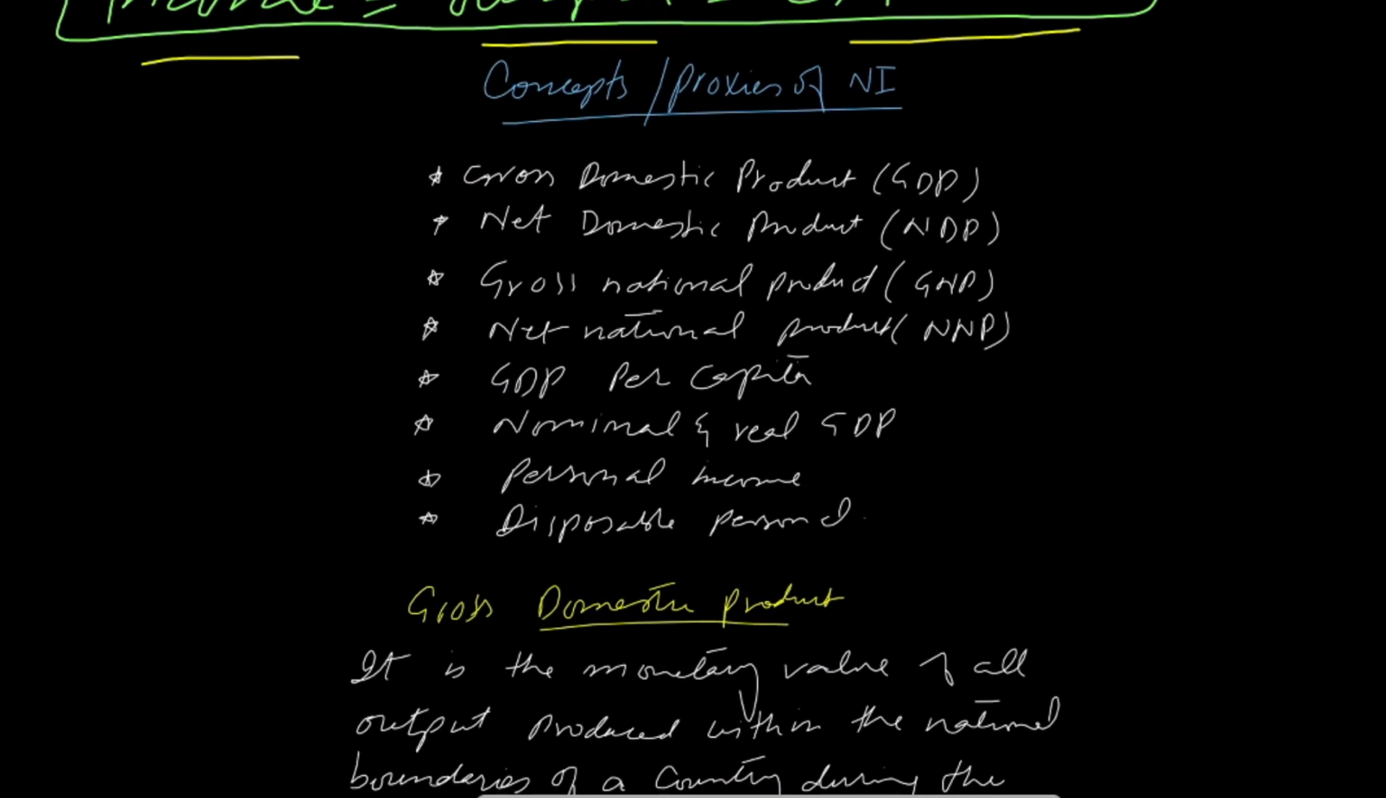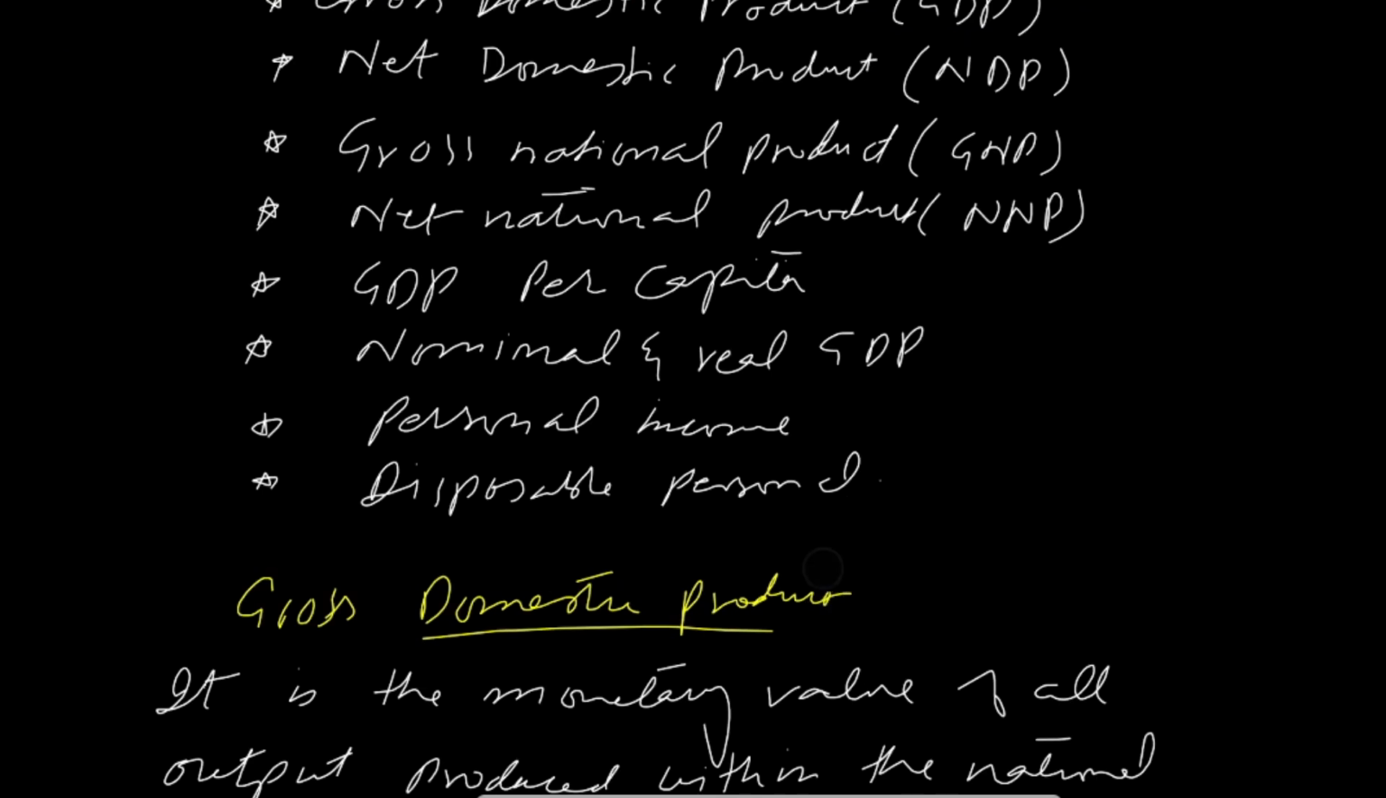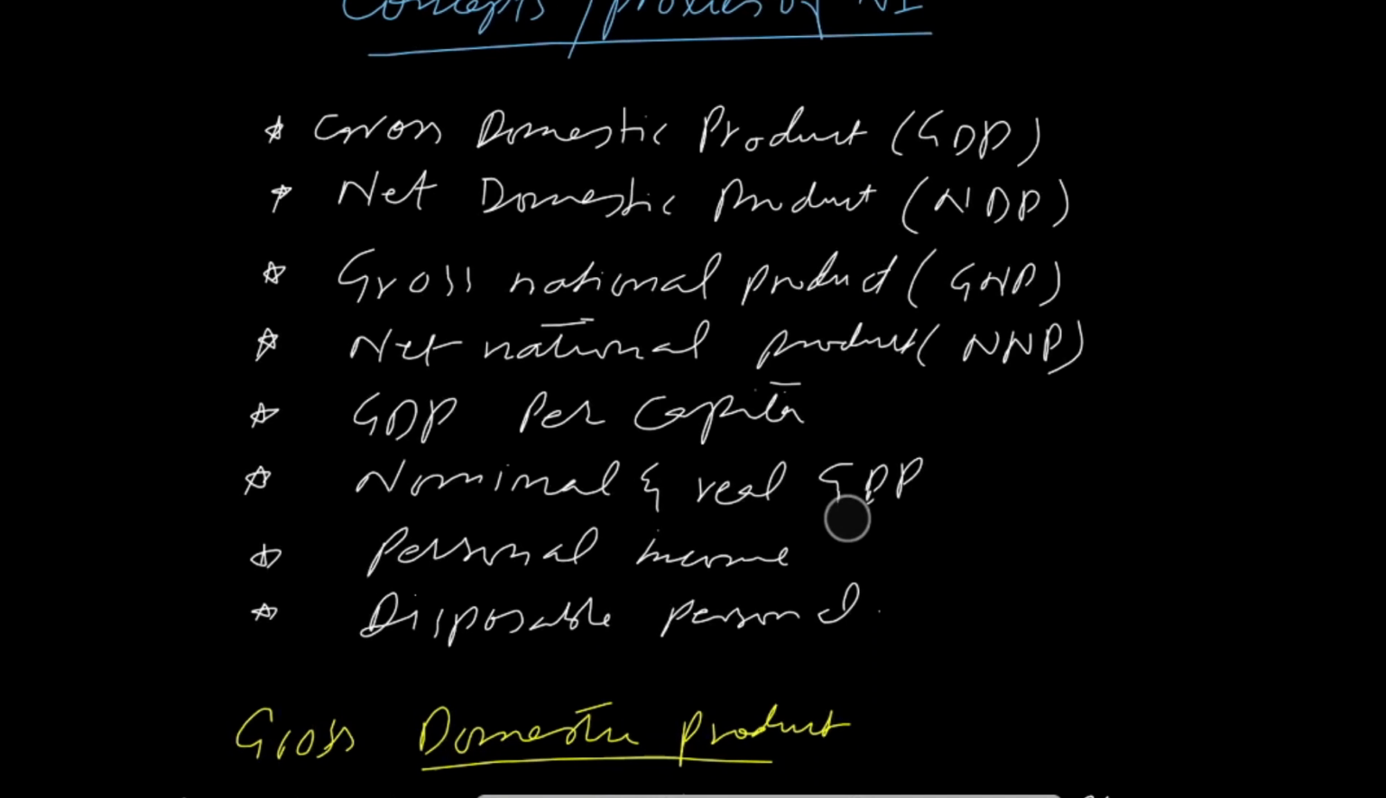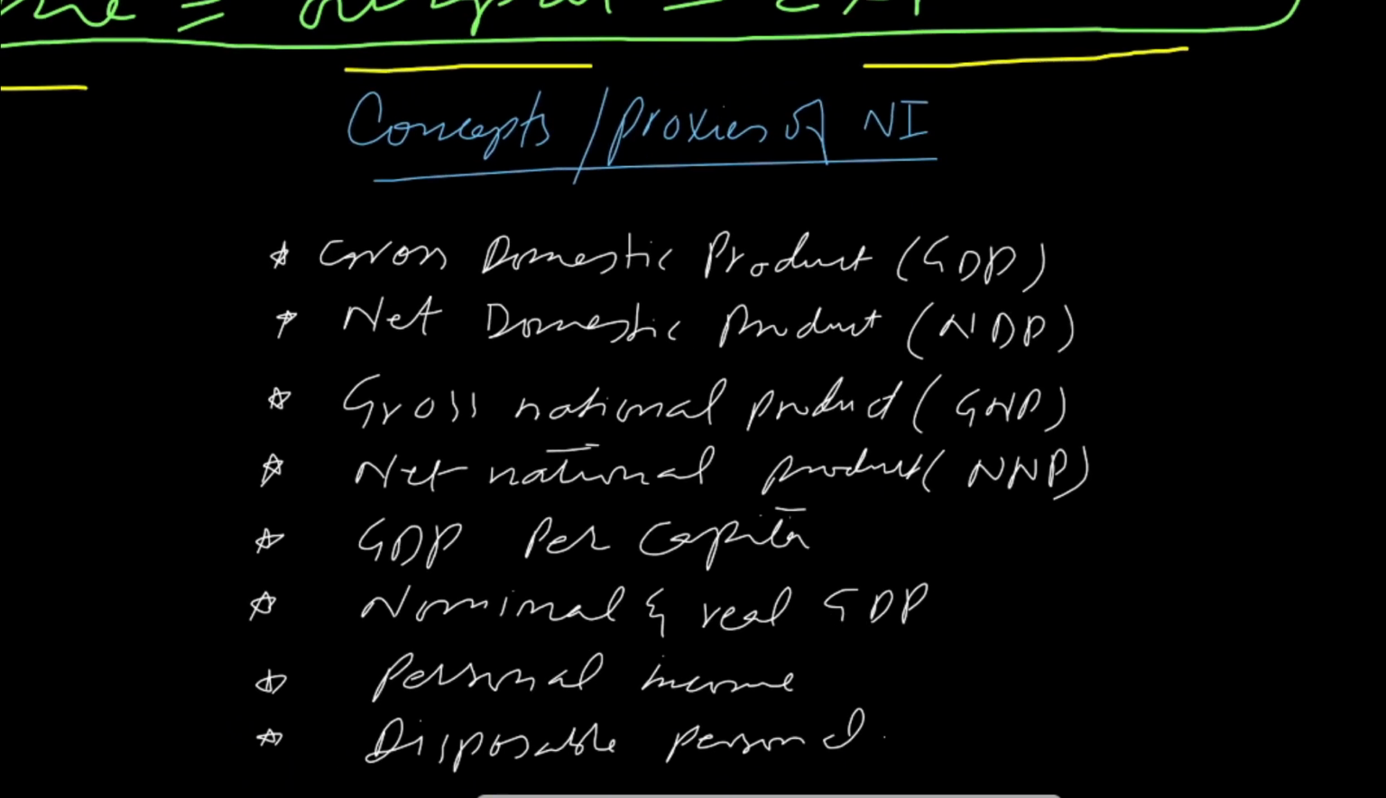Now I'm going to talk about different proxies or different concepts relevant to national income, and these concepts include, number one, gross domestic product, which we denote as GDP. Net domestic product, we denote it as NDP. Gross national product, GNP, and net national product, NNP. And then GDP per capita. Per capita means per head. Then nominal versus real GDP, personal income, and disposable personal income. So these are different proxies or concepts of national income. I will be explaining them one by one.